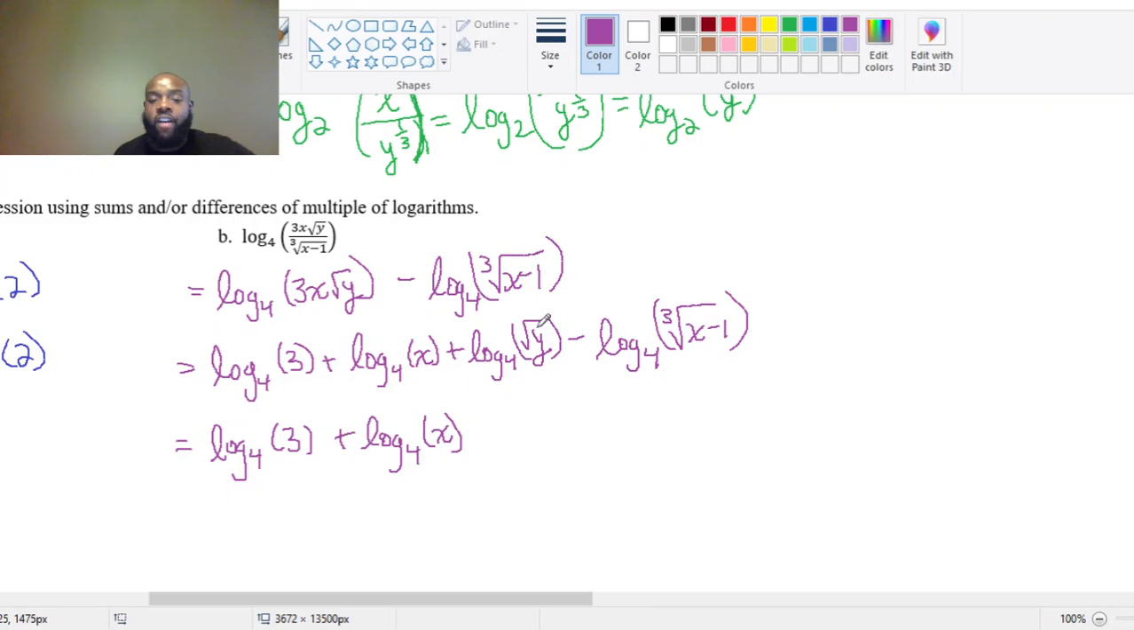So if I want to simplify this, y to the square root of y is y to the 1/2 power. So we can write that 1/2 out front multiplied by a logarithmic statement. And the cube root is your exponent 1/3. So I can write that as minus 1/3 log at base 4 of x minus 1.